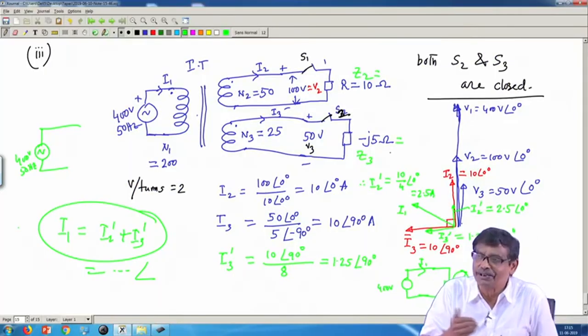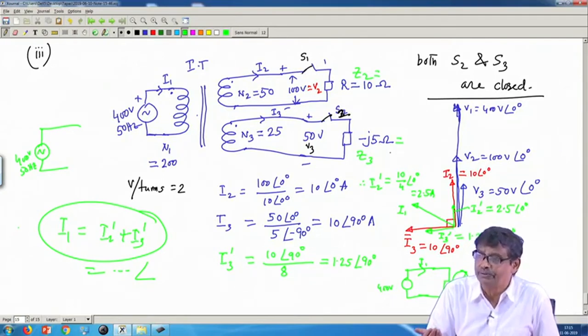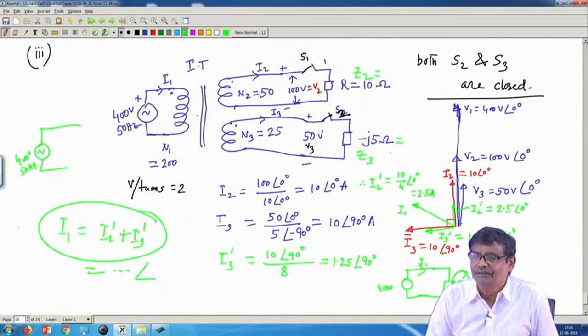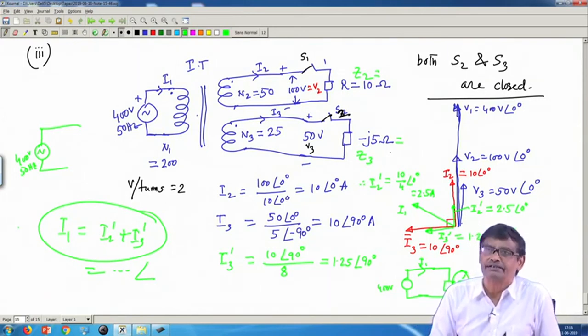It will be some A square Z 2, this turns ratio square into Z 2, this turns ratio square into Z 3, and so on. You think about it, we will discuss it in the next class.